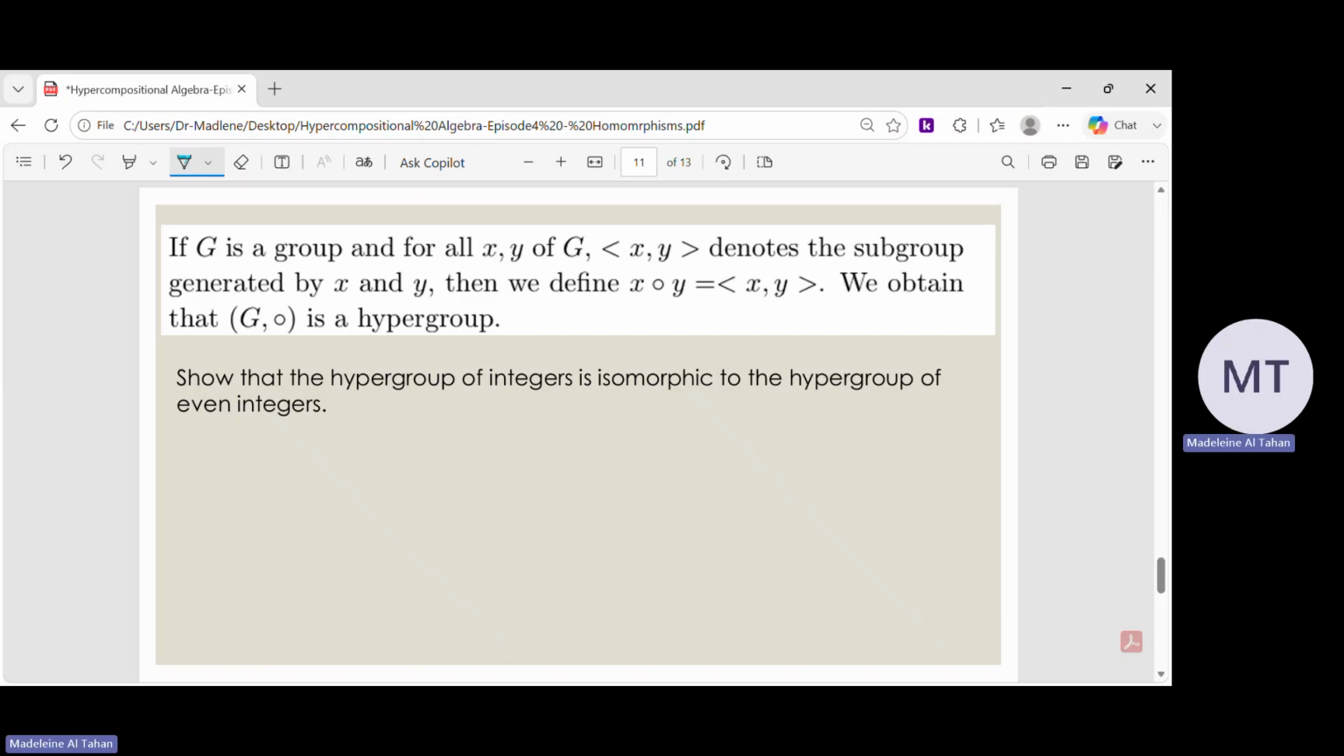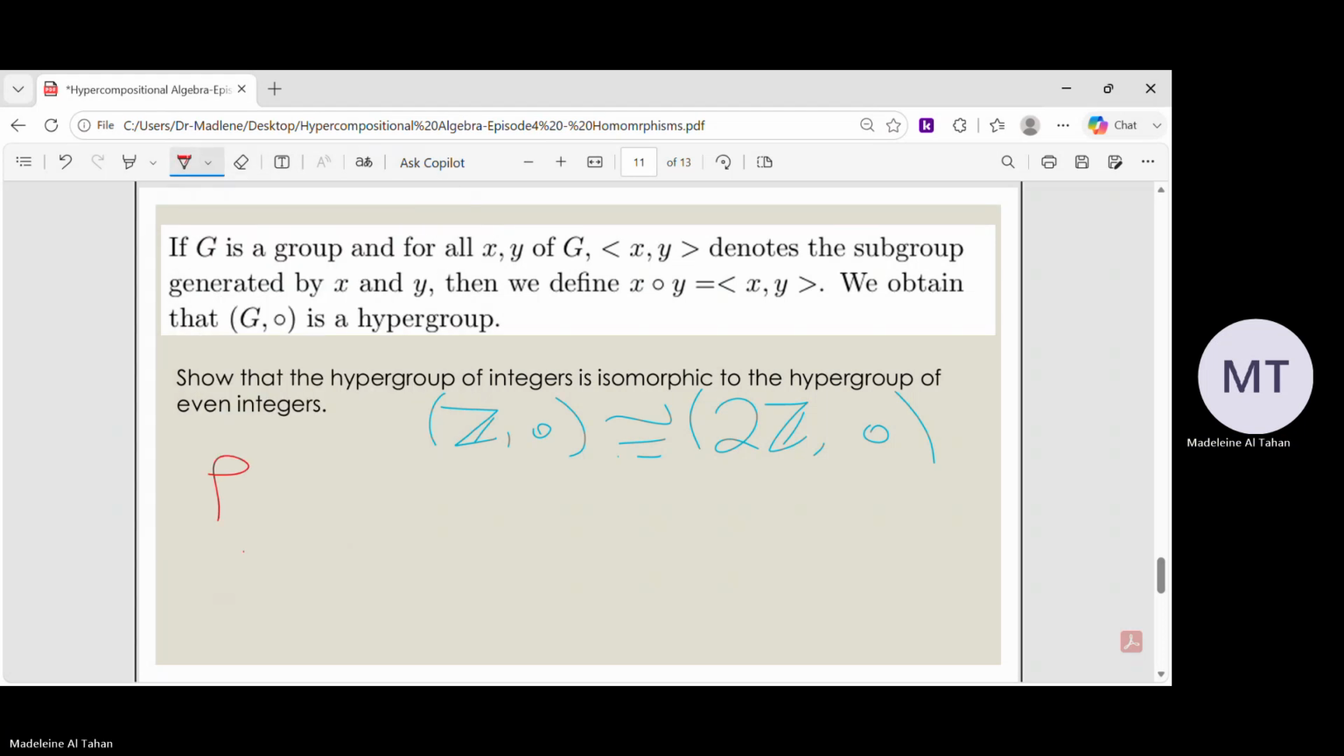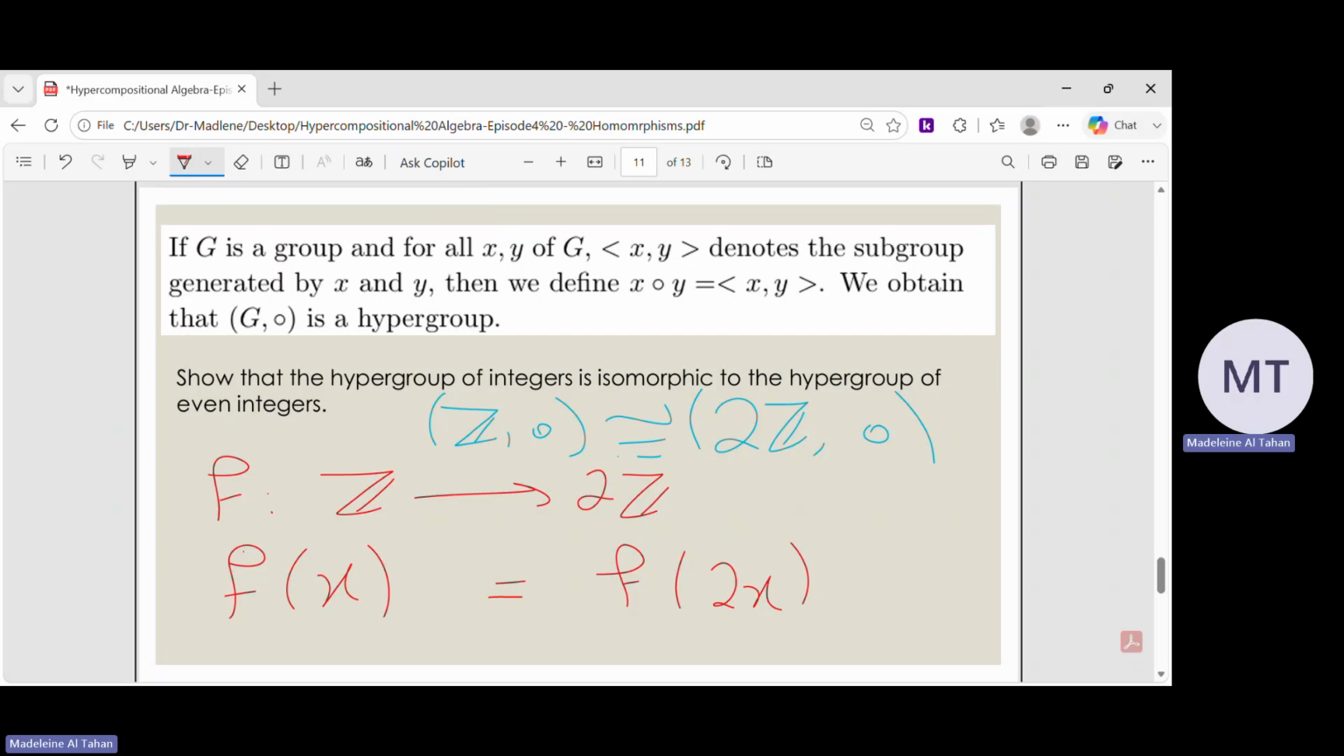This hypergroup, we discussed it earlier. And today we are seeing that Z, the hypergroup, is isomorphic to 2Z, the hypergroup of even integers that we have here. So first, we need to start with a map, which is a well-defined function. We'll take f of x equal to 2x. This is a well-defined one.